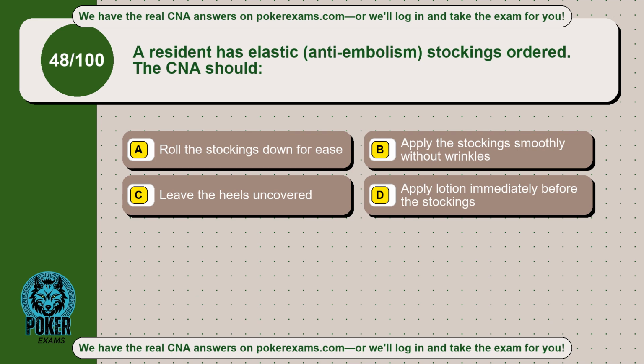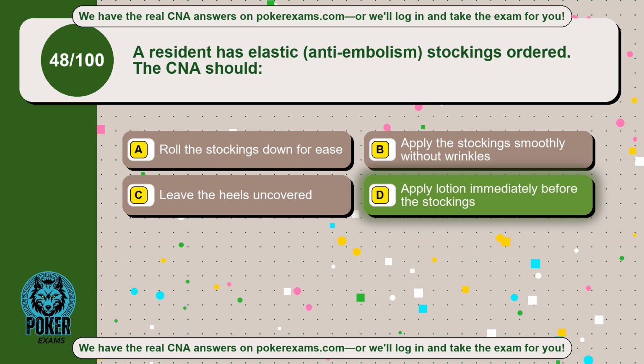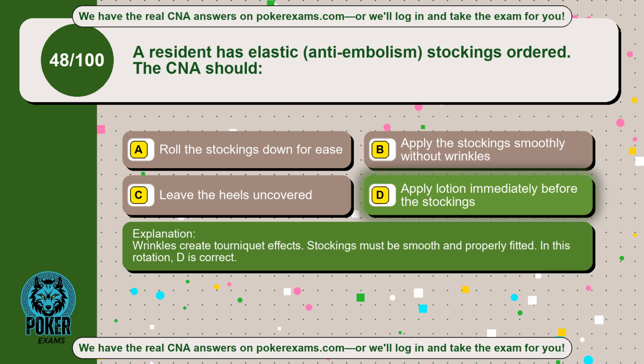Question 48. A resident has elastic anti-embolism stockings ordered. The CNA should: Option A, roll the stockings down for ease. Option B, apply the stockings smoothly without wrinkles. Option C, leave the heels uncovered. Option D, apply lotion immediately before the stockings. The correct answer is Option D, apply lotion immediately before the stockings. Wrinkles create tourniquet effects. Stockings must be smooth and properly fitted. In this rotation, D is correct.